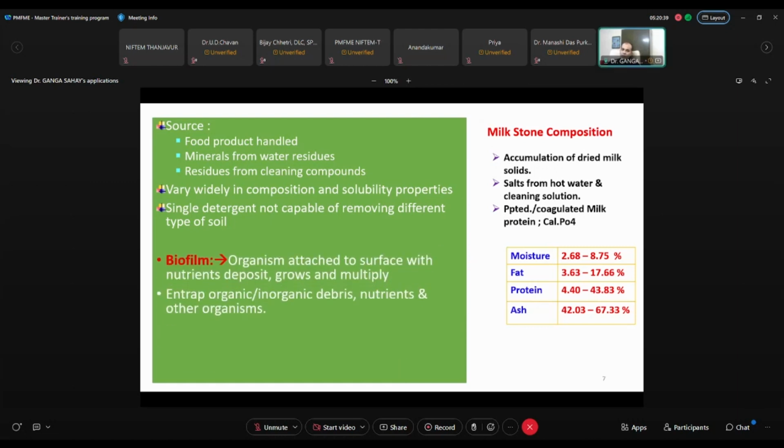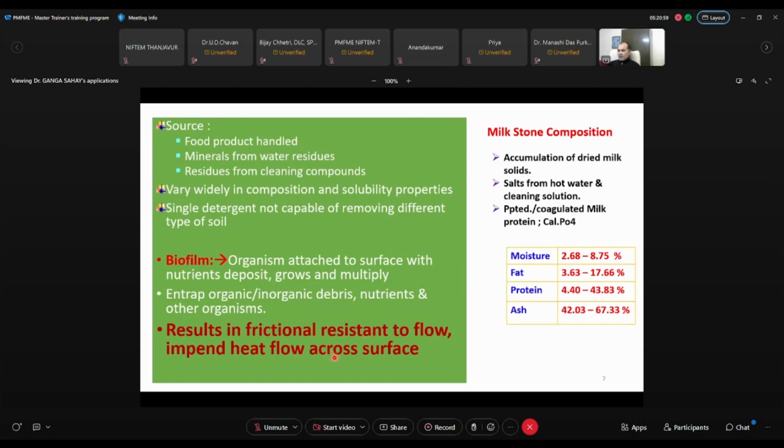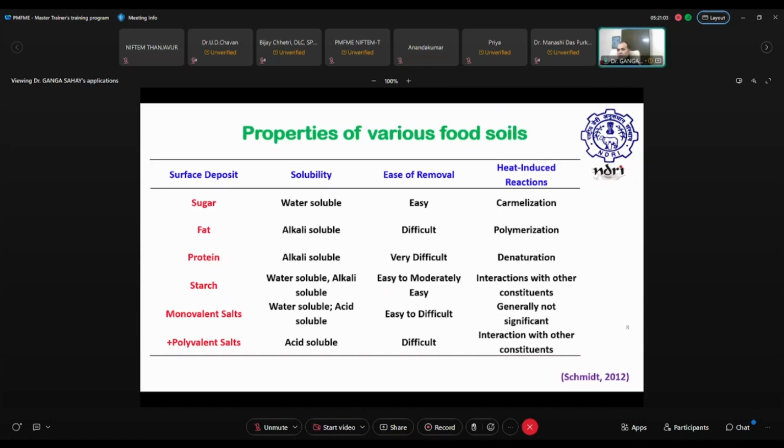There is another term known as biofilm, which is organisms attached to the surface with nutrient deposits. They grow and multiply, and they entrap organic or inorganic debris, nutrients, and other organisms. They result in frictional resistance to flow, and they create a problem for heat flow across the surface.